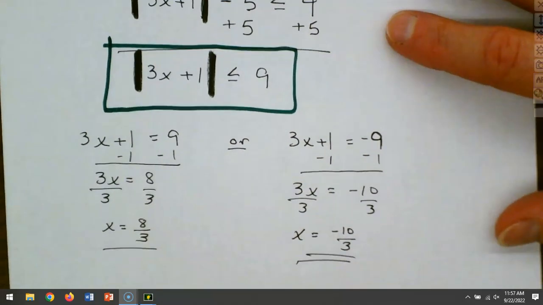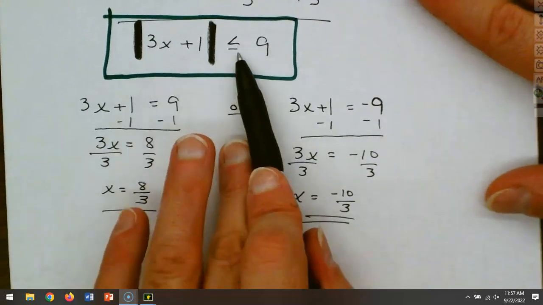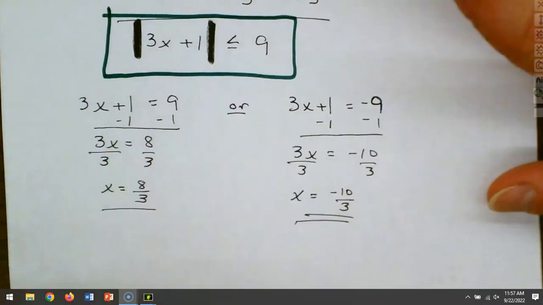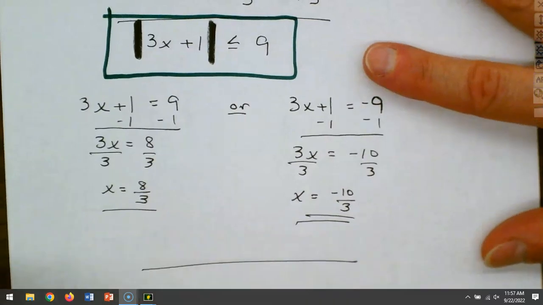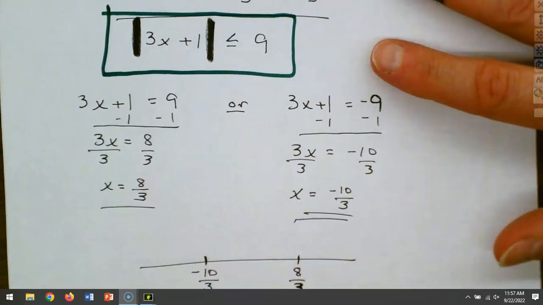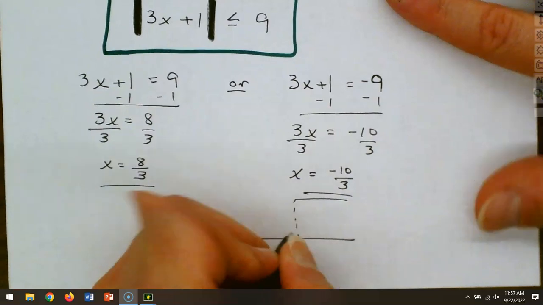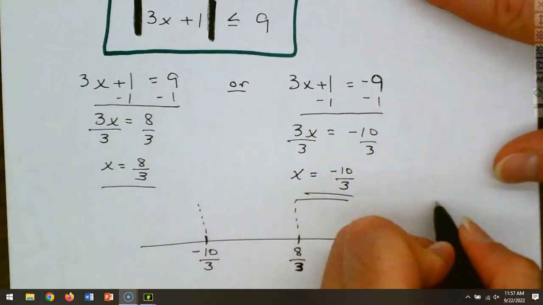Now, we are not done yet. Why are we not done yet? This is an absolute value inequality, which means we now have to put these on a number line. So here's my negative 10/3, and here is the positive 8/3. On these, we only have to check 0.